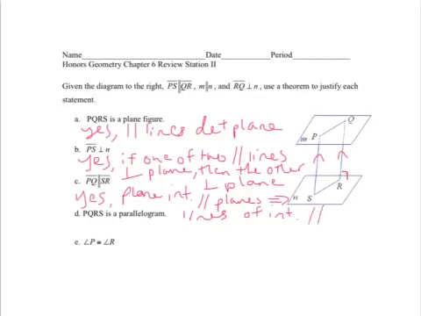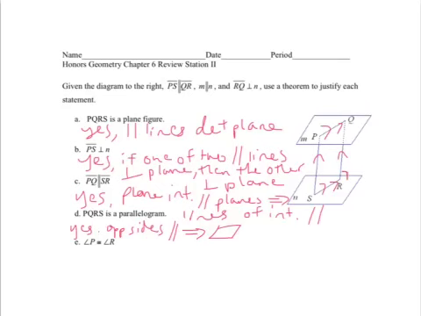Alright, and we have PQRS as a parallelogram. So let's think about that for a sec. Well, I know that these two are parallel. I know that these two are now parallel. Let's label that. Well, that means I have opposite sides parallel. So yes, of course it's a parallelogram. So yes, if opposite sides are parallel, then we have a parallelogram.